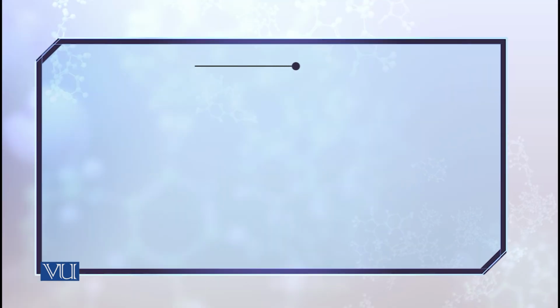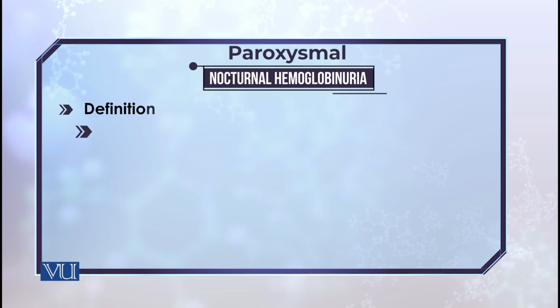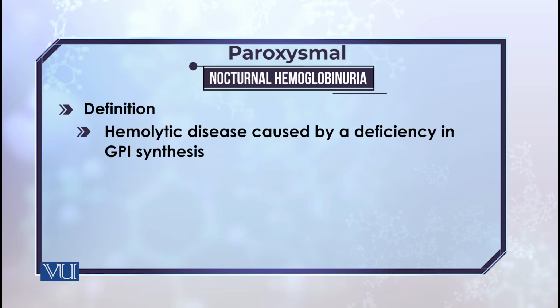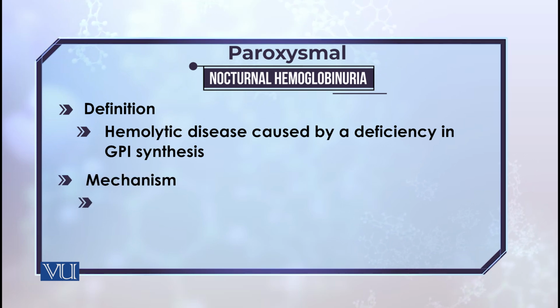Now guys, finally let's move towards the final disorder, which is caused by the deficiency of phospholipids, or the defect in the synthesis of phospholipids, that is nocturnal hemoglobinuria. This is a hemolytic disease, that is, it leads to the lysis of the cells. It is caused because of the deficiency in GPI synthesis, that is glycosyl phosphatidylinositol, a very important phospholipid.